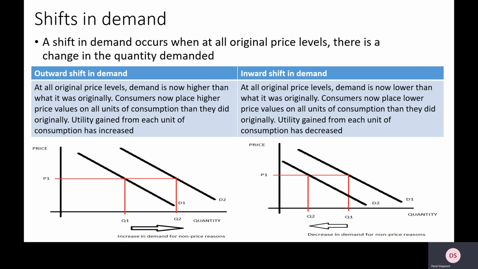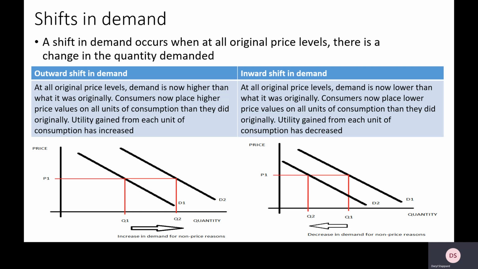Right, now when I show demand shifting, this is for what we call non-price reasons. So what I'm now doing, I'm holding price constant. So look at the bottom left diagram. We've got here an increase in demand for non-price reasons. So at price 1, people used to be willing and able to demand Q1. But at price 1, people are now willing and able to demand Q2. So at the same price, people are now willing and able to buy more goods and services.